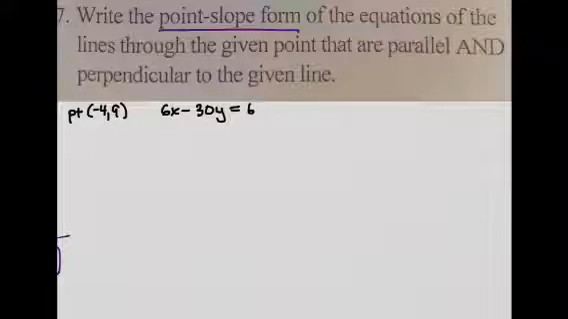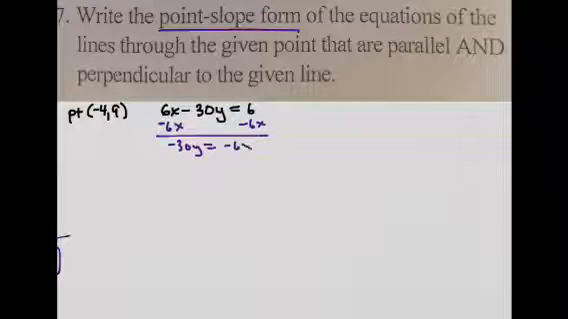Alright, so for number 7, you're given a point and a line, and then asked to write the point slope form of the equation that is parallel and perpendicular to the given line going through that point, (-4, 9). So what we need to do is find out the slope of the given line. That's what we need to find out. So I'm going to solve for y. So subtract 6x right here from both sides. And then I get -30y = -6x + 6. Divide by -30 all across.